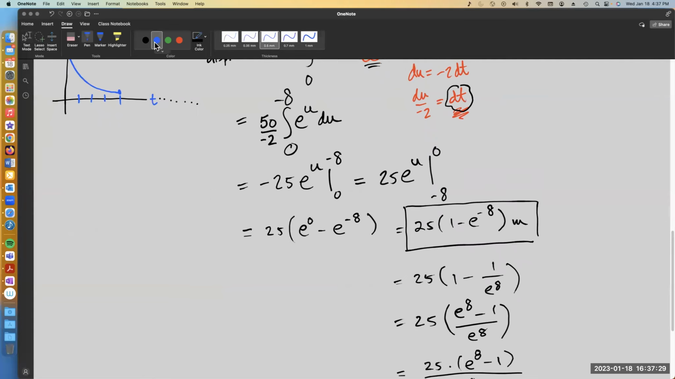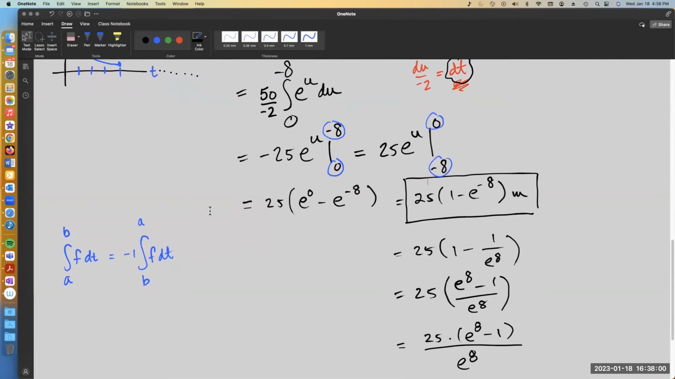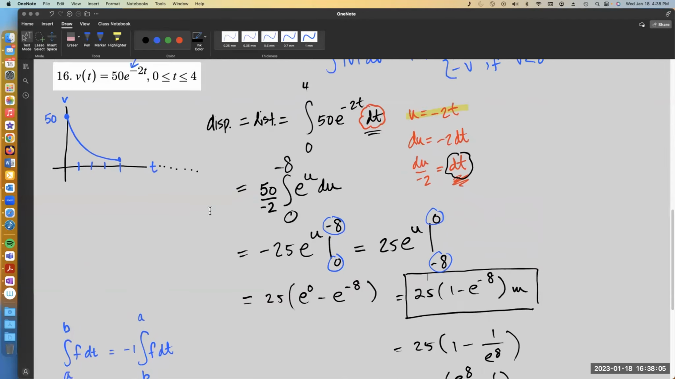So let me just write what I did in general over here. If you have the integral from a to b of some function dt, this will be -1 times the integral from b to a of the function dt. So if you switch the limits of integration, notice that I switched these. Right, okay, I missed the negative sign there. Yeah, that makes sense. Yeah, no problem. So it's a clever way to get rid of a minus if you have a minus in front.